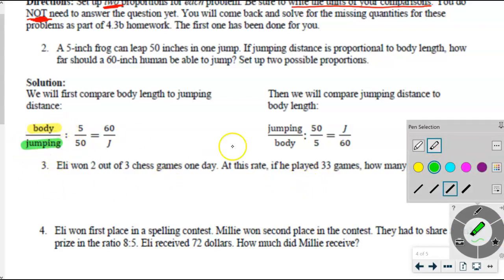Okay, set up your units first. What are we comparing? Understand that. And then it says a 5-inch frog. So here is a 5-inch frog. That 5-inch frog can leap 50 inches. So the jumping distance of that frog is 50. Notice all of this information right here deals with the frog.